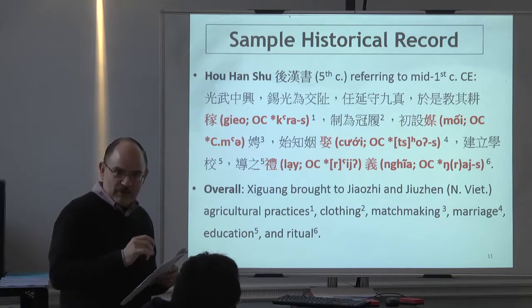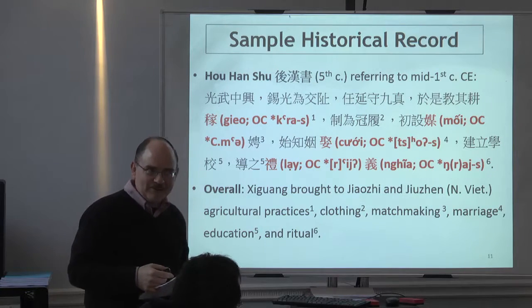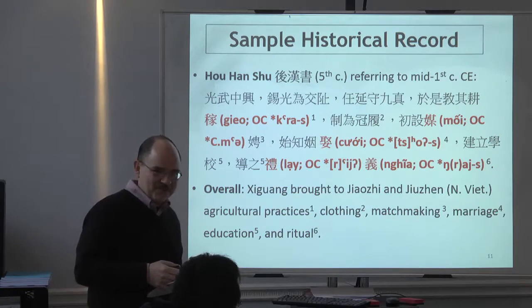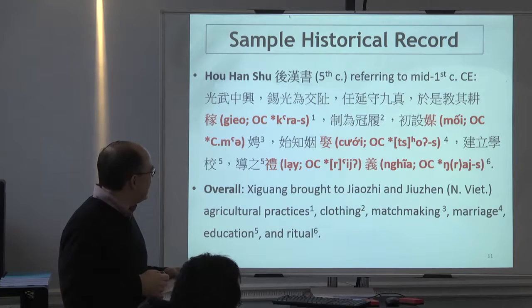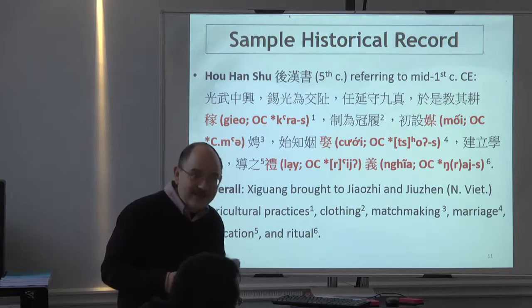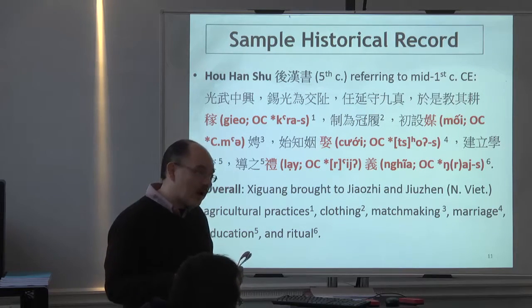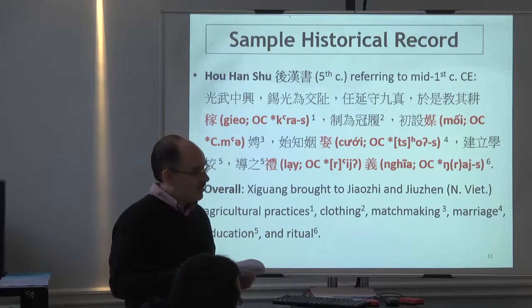Now I'm gonna give the caveats after I say that, of course. Essentially saying Xi Guang brought all of those things to northern Vietnam. Well, that's a very bold statement. So I've picked out some of these words. This is evidence of the possibility that these words were introduced in this approximate period. That's all. No strong claims, but it is evidence that one should not ignore and throw away.